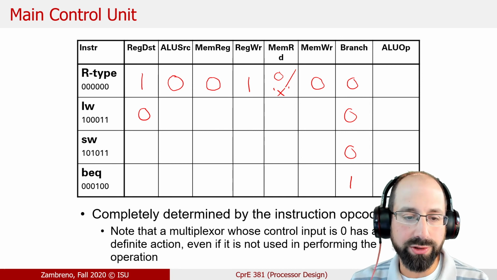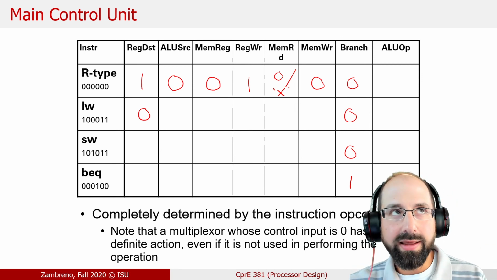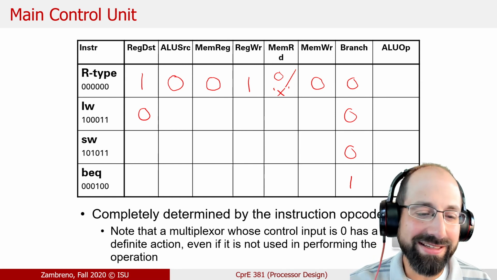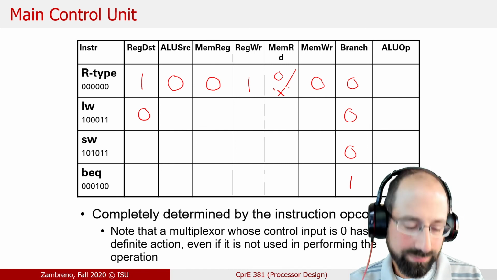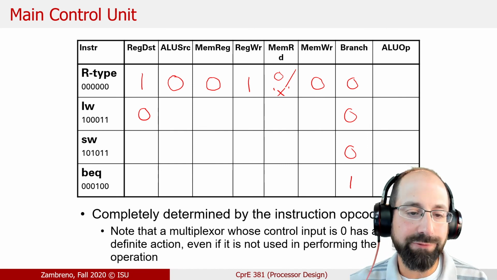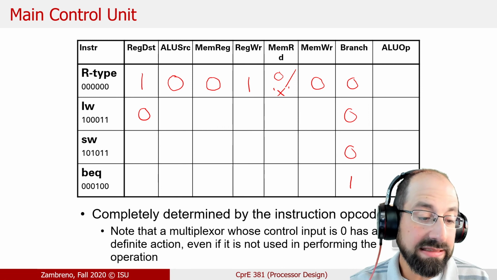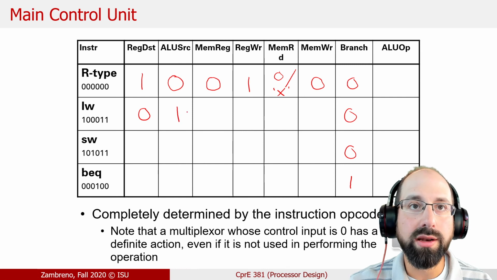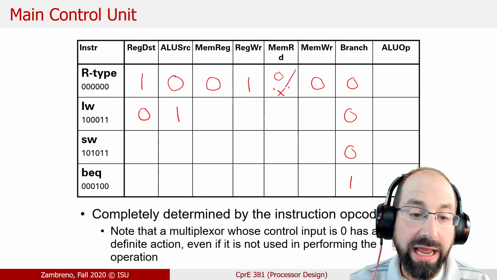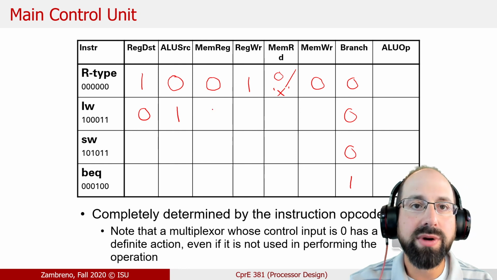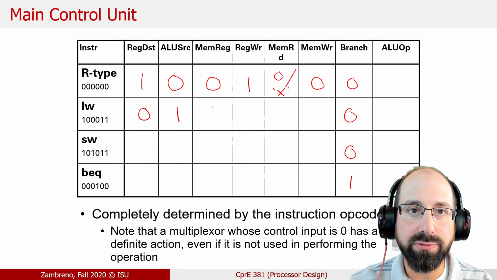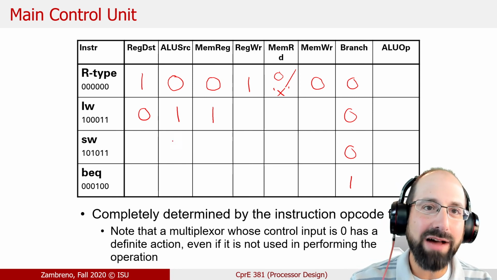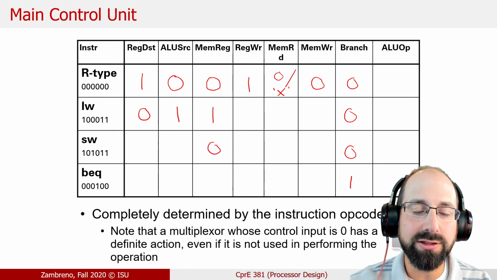For the load word instruction, ALU source: is the second input to the ALU a register or is it the immediate field instead? Absolutely, for load word, store word, for anything that's I type, that's going to be a 1. Mem to reg is also going to be a 1, right? Because we are writing from the memory back to the register file. That's really the whole reason that signal exists, right? And you could also now argue, well, obviously that signal is there to support the load word instruction.